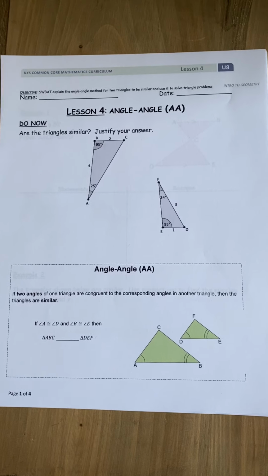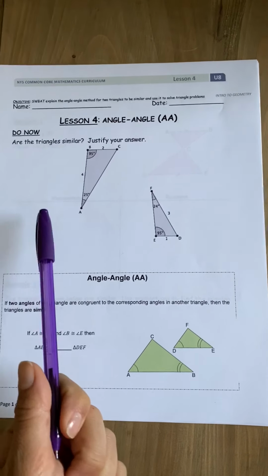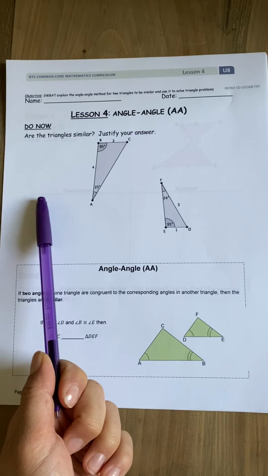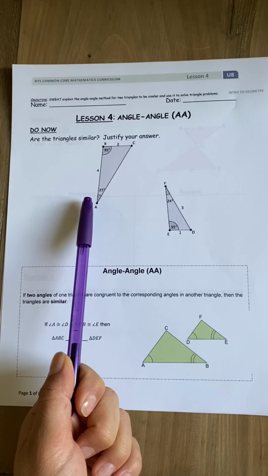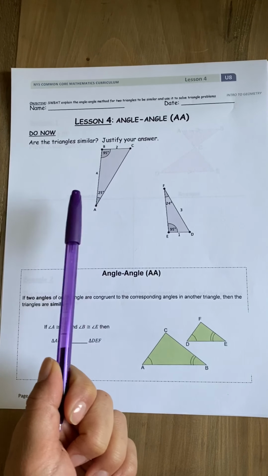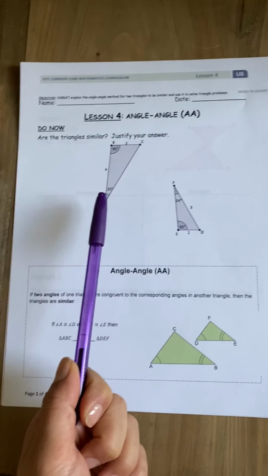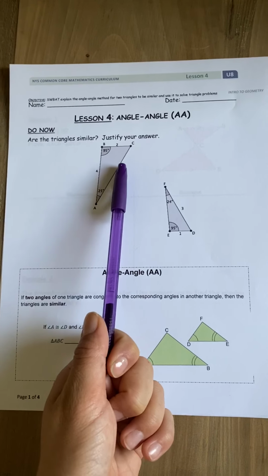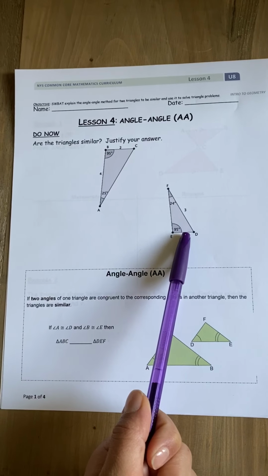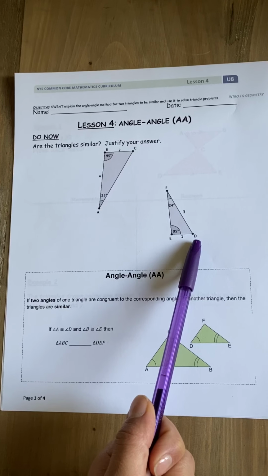All right, so here we go. For your do now, they want to know, are the triangles similar? And justify your answer. So what I would suggest doing is finding the missing angles for each of the triangles so that you can make sure that they are similar.